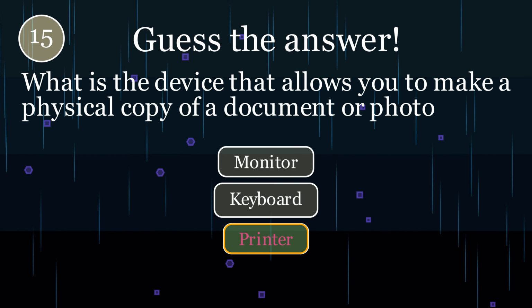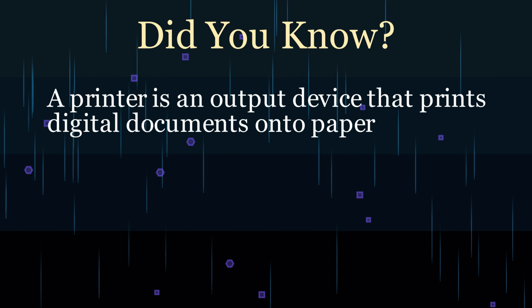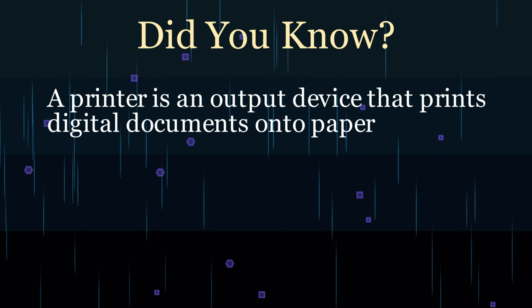The correct answer is printer. Surprising trivia: a printer is an output device that prints digital documents onto paper.